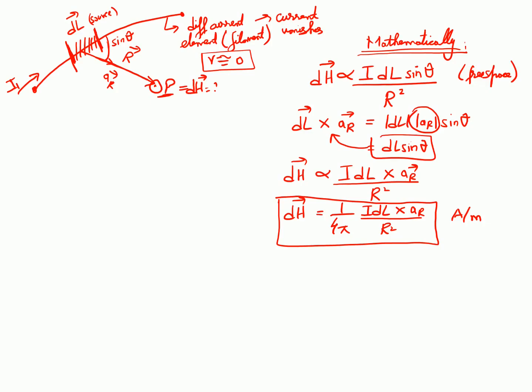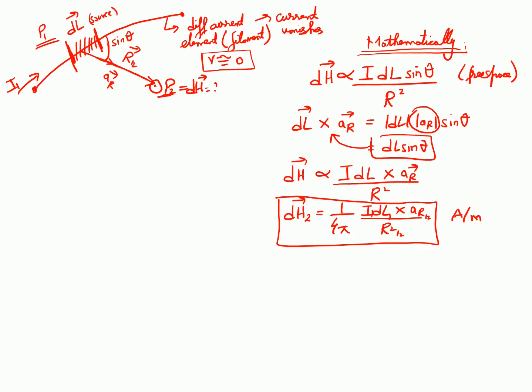We can further simplify it by introducing subscripts to this. So let's say this is point 2 and the source is at point 1. So we can further simplify it, finding the magnetic field intensity at point 2, where the source is I1 dL1, the distance vector is R12 and the unit vector is aR12. So this is what we can do in terms of the direction.